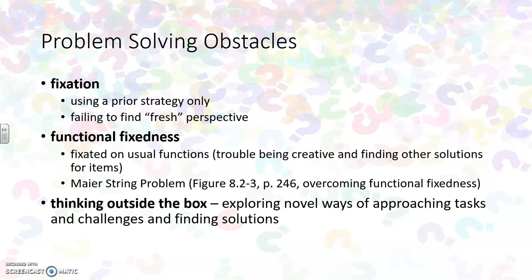Functional fixedness is just being focused on the usual function. If you think of the movie The Little Mermaid, Ariel is brushing her hair with a fork. She does not lack functional fixedness. So she's like, hey, I need to brush my hair. Don't have a brush. I'm going to use a fork. Finding other uses for things is just like thinking outside of the box, looking at different approaches, finding creative solutions, and overcoming challenges.